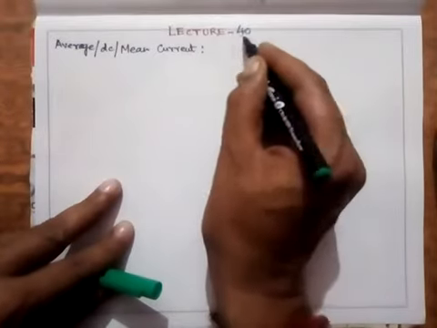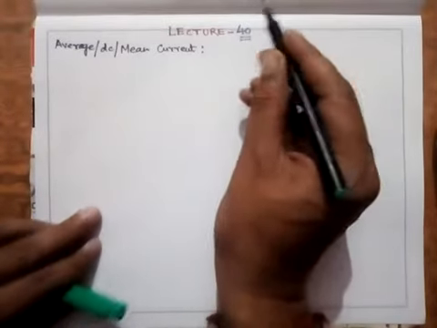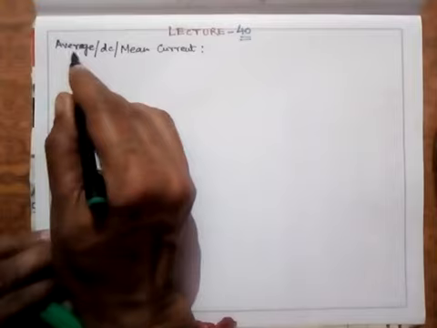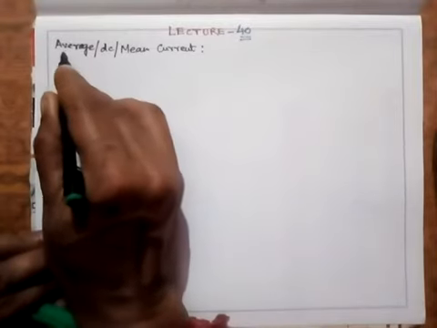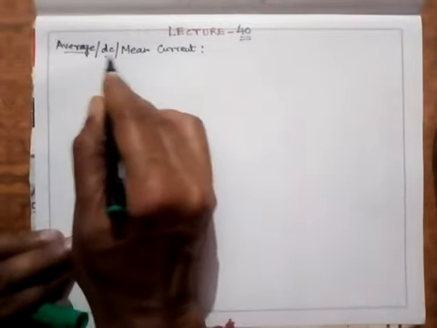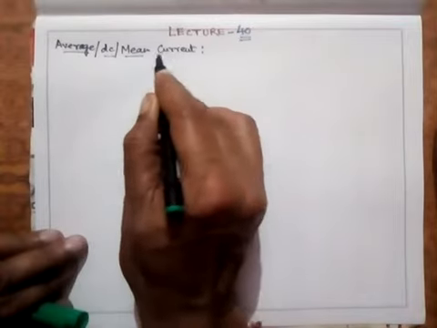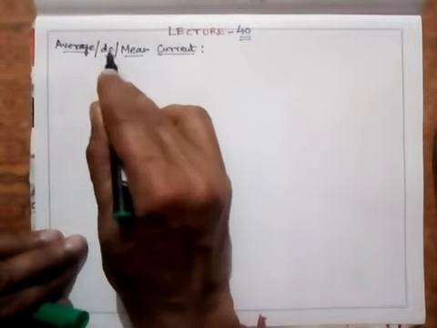So in this 40th lecture, today I'll discuss some performance parameters of half-wave rectifier, and I'll start with the average current, average or DC, or it is also called the mean current. Average current or DC current or the mean current.